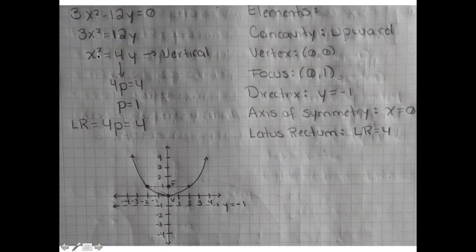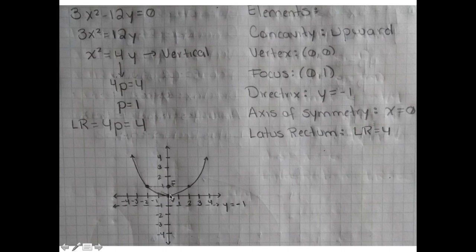If x is squared, we know that it's going to be a vertical parabola. That means that it can either open upwards or downwards, okay? This number right here represents the 4p, so I would have to set 4p equal to 4 to find the value of p, and now I have the value of p, which is 1. Once I have the value of p, since I know that the vertex is at 0, 0, and I know that p is positive, I know then that it opens upwards. Okay? I can find everything else.